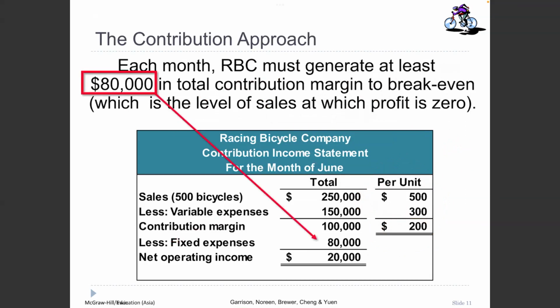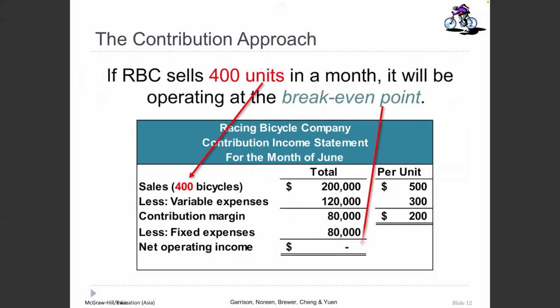For example, each month, Racing Bicycle must generate at least 80,000 in total contribution margin to break even. Break even means when the company has a profit of zero, meaning they are not getting any profit, but they are not losing as well. So if they want to operate at break even level, they need to have a contribution margin of at least $80,000. So let's look at the break even.